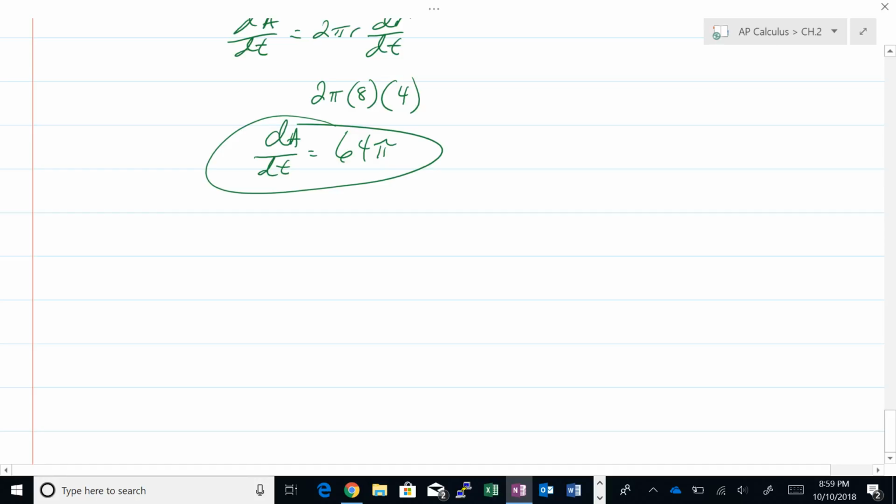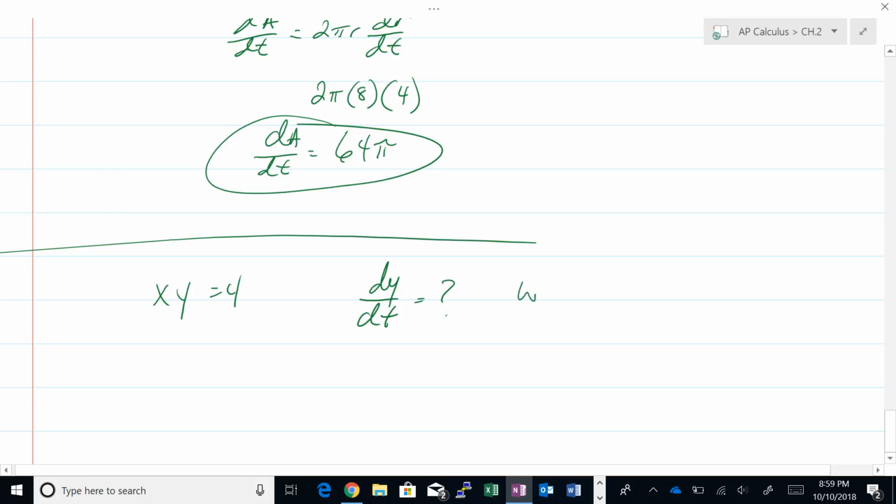Like I said, on the test there's a bunch of them where I give you something like this: xy equals 4. You're going to find dy/dt when x is 8 and dx/dt equals 10. So this is a related rate without a wording paragraph or something.